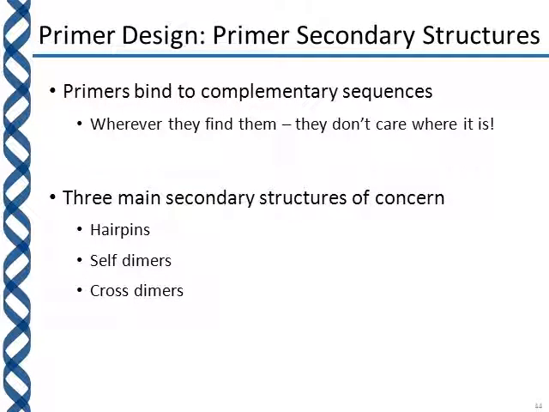Okay, the last important concept of primer design that I want to cover is secondary structures in your primers. So it's important to realize that primers will bind to their complementary sequences wherever they are. They don't care where it is. And the implications of this can manifest in three different types of secondary structures: hairpins, self-dimers, and cross dimers. So let's take a look.